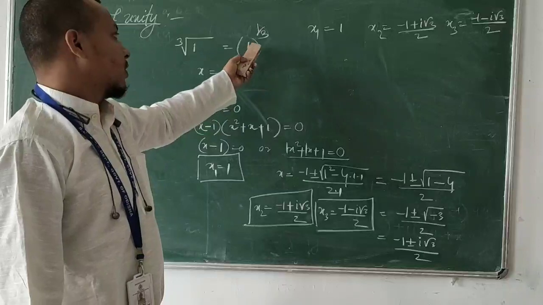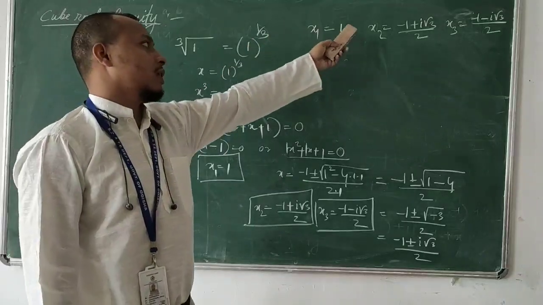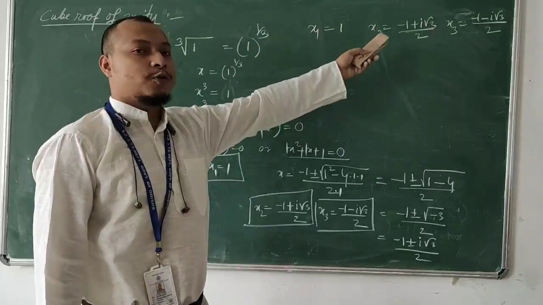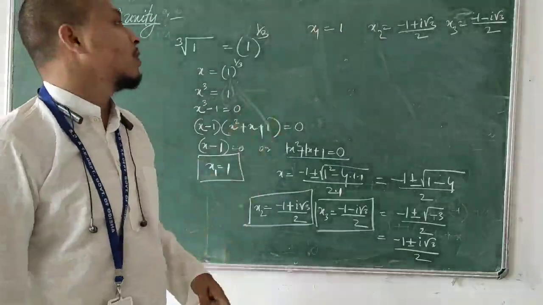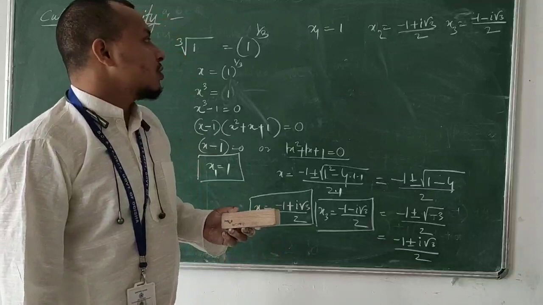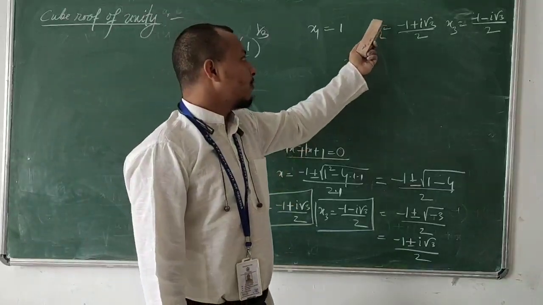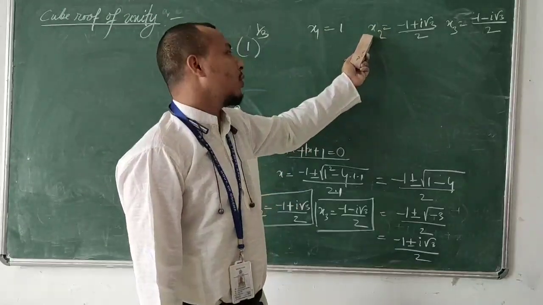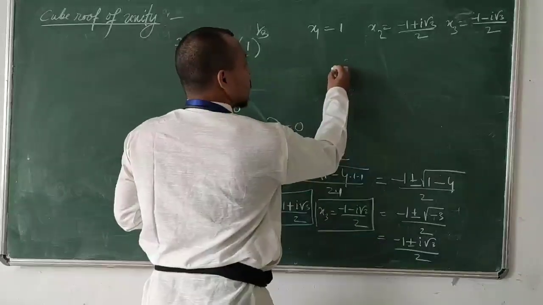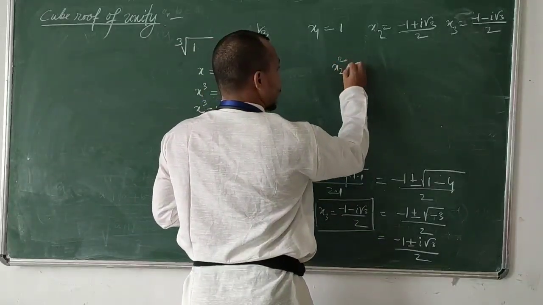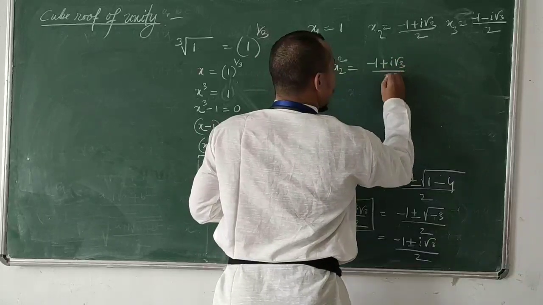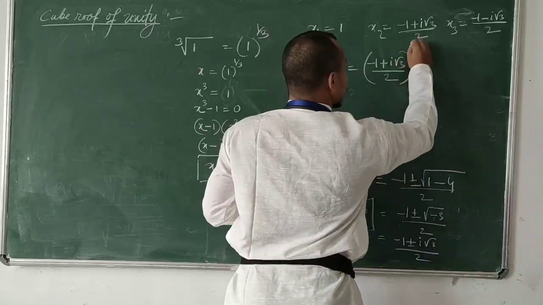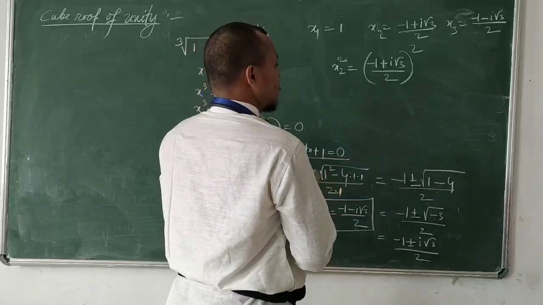The roots of the cube root of unity are: first one is 1, second one is minus 1 plus i root 3 by 2, and third one is minus 1 minus i root 3 by 2. These are the three roots. Suppose we check what happens if we square this. What are you getting? Let's check. Suppose x2 square.